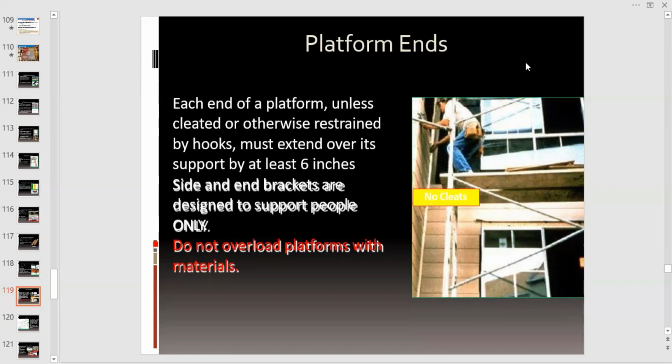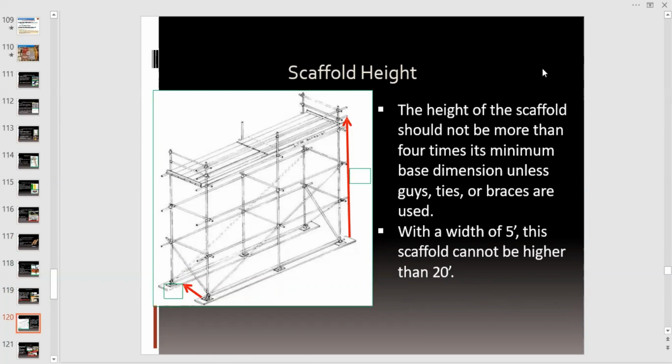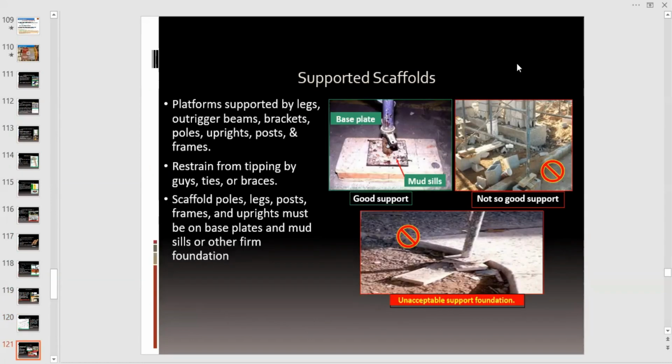Each end of the platform, unless cleated or otherwise restrained by hooks, must extend over a support by at least 6 inches. Side and end brackets are designed to support people only. And remember, never overload platforms with materials. The height of the scaffold should not be more than 4 times its minimum base dimension, unless guys, ties, or braces are used. With a width of 5 feet, this scaffold cannot be higher than 20 feet. If it is a supported scaffold, the platform is supported by legs, outrigger beams, brackets, poles, uprights, posts, and frames, restrained from tipping by guys, ties, or braces.